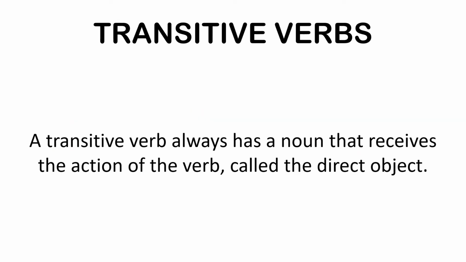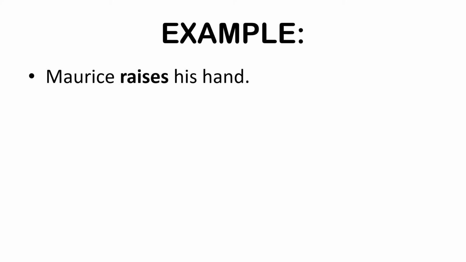Transitive verbs. A transitive verb always has a noun that receives the action of the verb, called the direct object. Example, Maurice raises his hand. Obviously, the verb there is the word raises. His hand is the object receiving the verb's action. Okay, therefore, raises is a transitive verb.